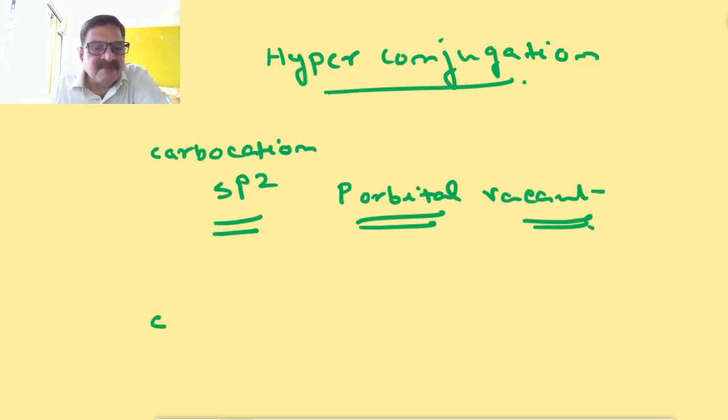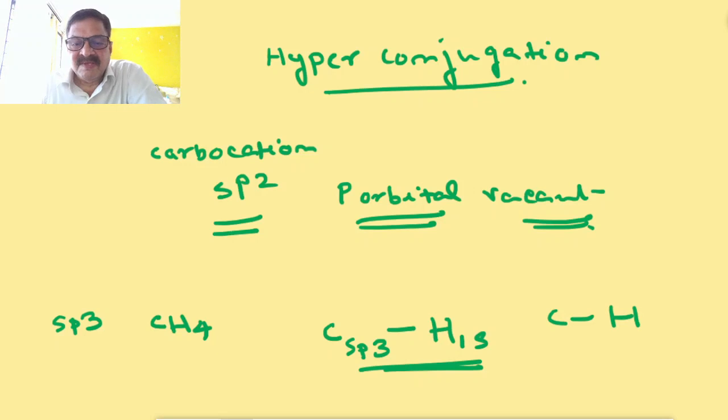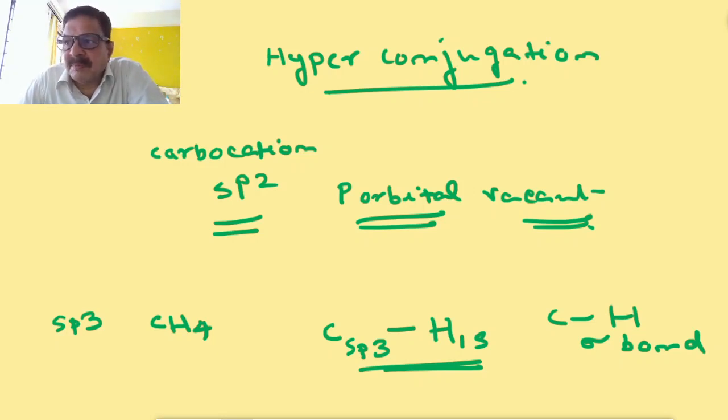Say, for example, in CH4 methane, the carbon is sp3 hybridized. How is it forming here? This carbon sp3 orbital overlaps with a 1s orbital of the hydrogen atom. That is how these carbon hydrogen bonds are formed. Correct? So this orbital forms a sigma bond. This sigma bond orbital adjacent to the vacant p orbital will overlap. That is called hyperconjugation: the spreading out of the charge by the overlap of an empty p orbital with an adjacent sigma bond.